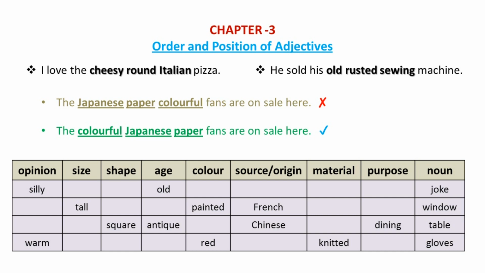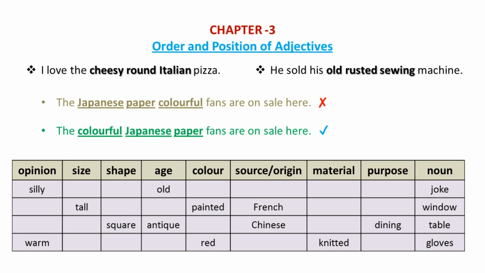Another sentence, we have a tall painted French window in our house. So tall is regarding size, then color we can say it is painted, then the source, where it is from, French, and of course the noun window.